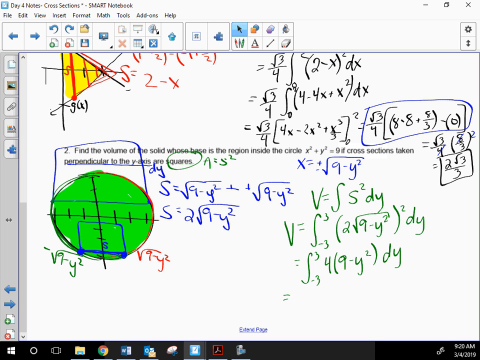Guys, I'm going to pass around another cross section. This is the same base as our other one where it's a circle, but our cross sections are little triangles now, so you can kind of see our triangles. So you can see how the shape differs, our solid differs based upon the cross section. So I'll pass that around as well.